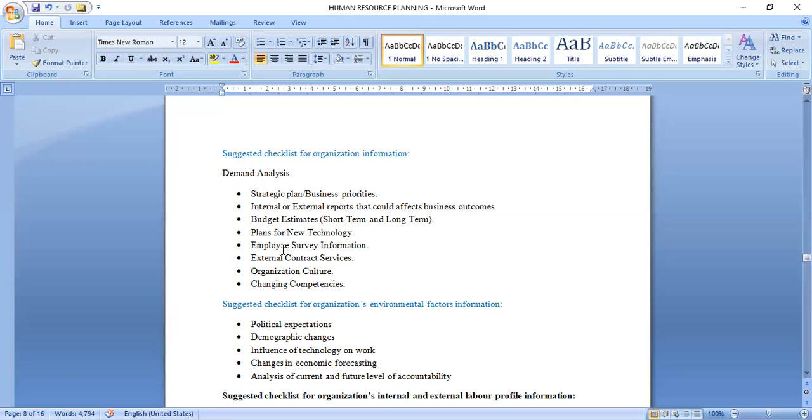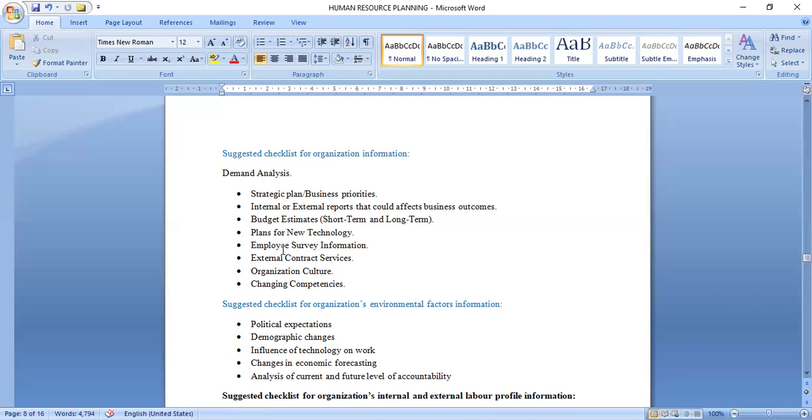Then also, of course, it will be the human resource managers, the human resource department, that will be doing all this. So it can also get the information on demand analysis by using what you call employee survey information, where you get information from these employees, right? Employee survey. For example, you can use questionnaires.